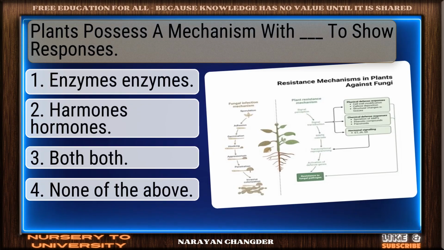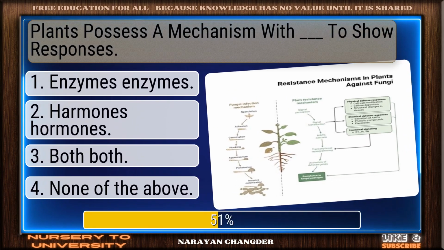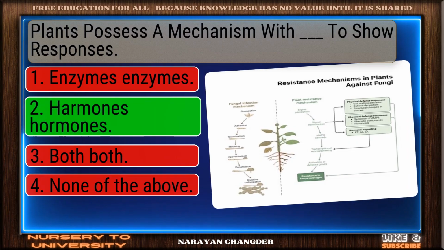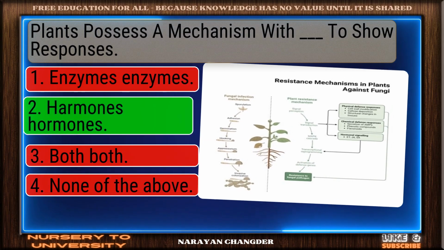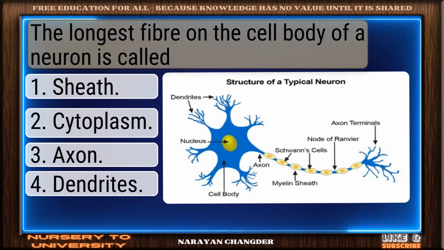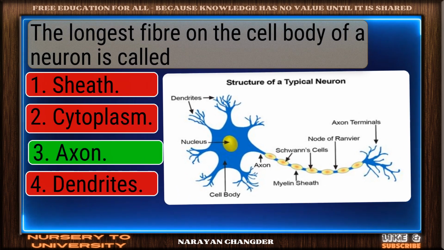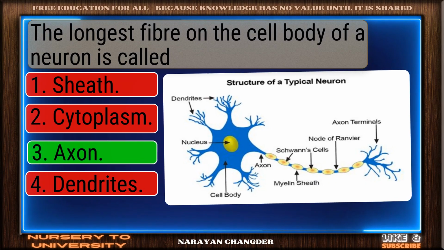Plants possess a mechanism with dash to show responses. Nice work. Hormones fits perfectly. The longest fiber on the cell body of a neuron is called. Good job. Axon works well.